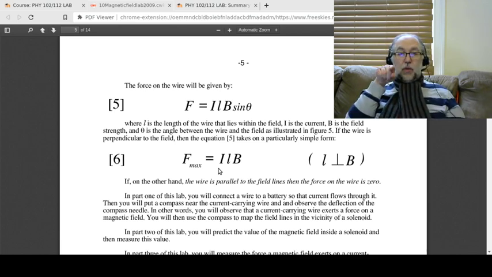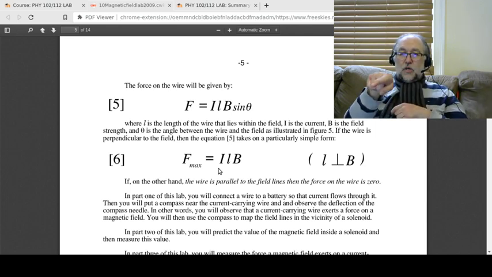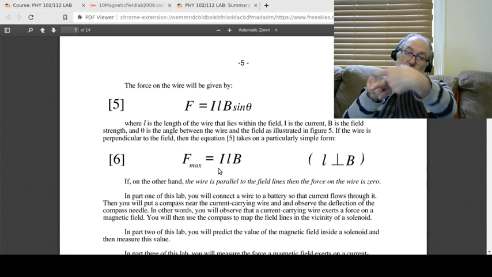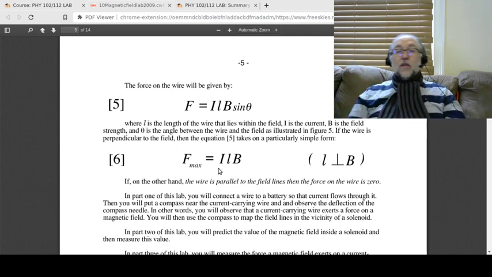So let's think about this. The particle's moving that way. The field is up, but the force is that way. Well, if it's moving that way and the force is that way, it's going to turn. But now that it's turned, it's also going to turn the force. The force is always going to be perpendicular to the velocity.